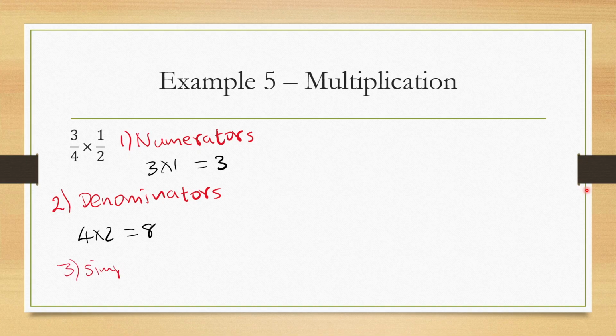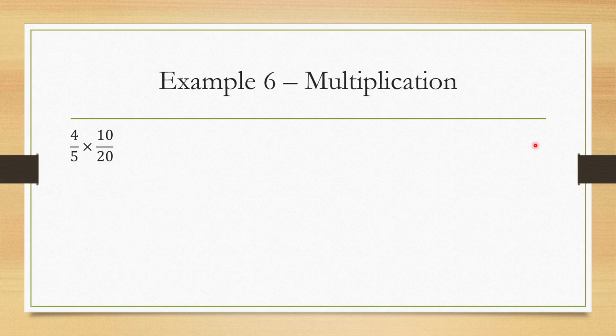Now you simplify it. When I say simplify, you just put it back into a fraction and cross out anything from top and bottom, if there is anything to cross out. If not, you just leave it as it is. So in this case, the answer is 3 over 8. 3 over 8 doesn't have anything to cross out, so this is the simplified answer of this question.